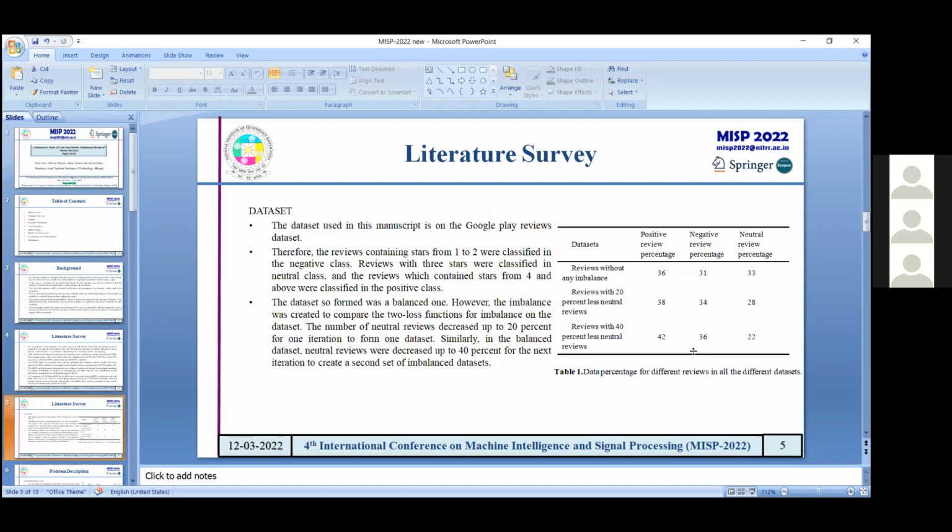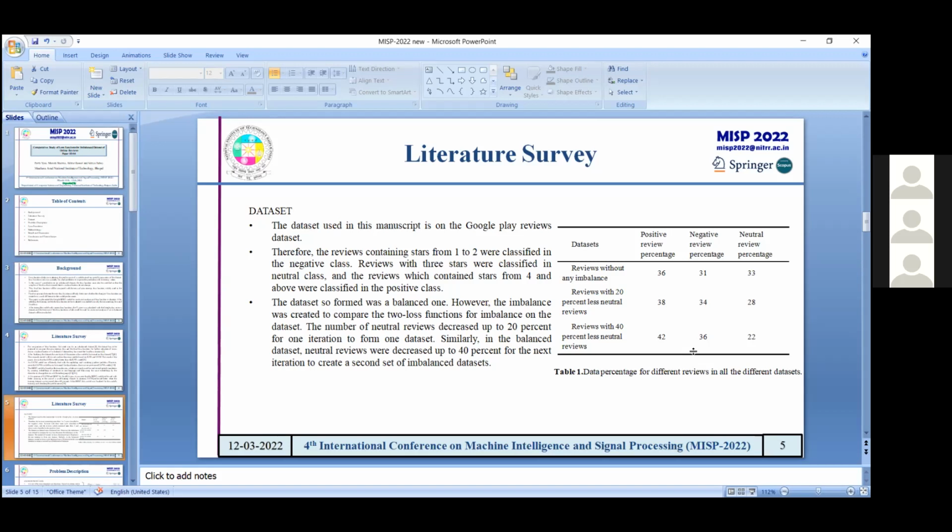Now coming to the dataset used in this paper, the dataset was basically Google Play reviews, in which the review ratings ranged from 1 to 5. Ratings of 1 to 2 were categorized as the negative class, a rating of 3 as the neutral class, and the reviews with a rating greater than 4 were classified as the positive class. So the dataset was a balanced one.